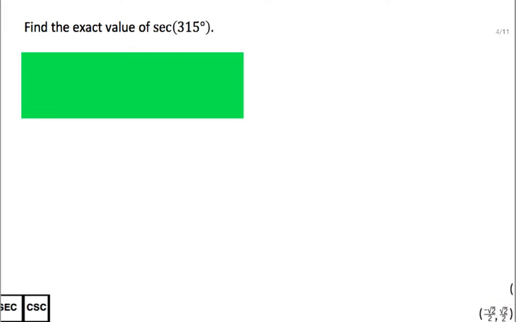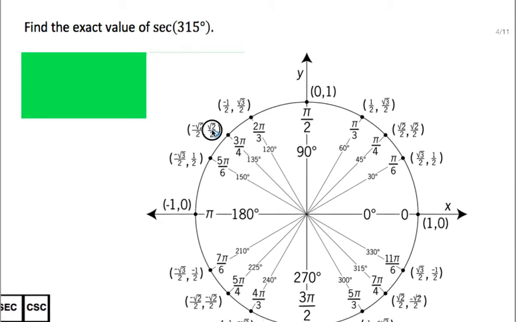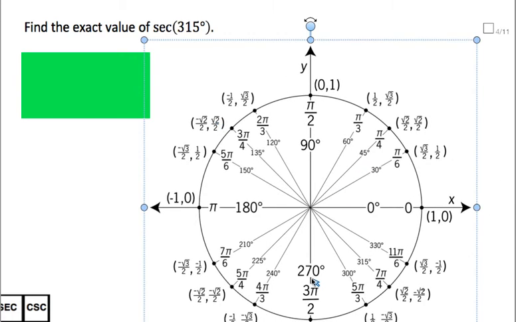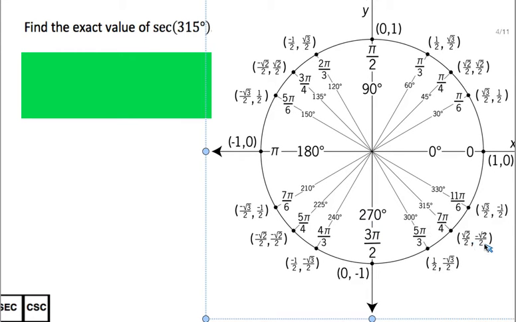Alright, moving on. Here's one. Find the exact value of secant of 315 degrees. In the past I've told you, don't lose your unit circles because you'll be able to use them. If you have your unit circle, you can use the x and y coordinates for this. So our x coordinate is square root of 2 over 2, and our y coordinate is negative square root of 2 over 2.